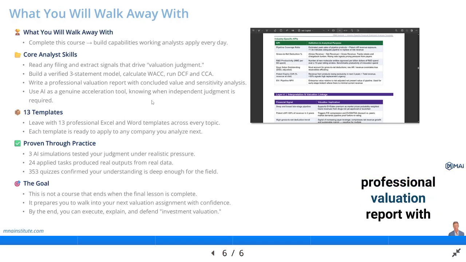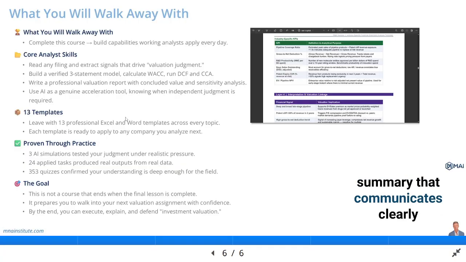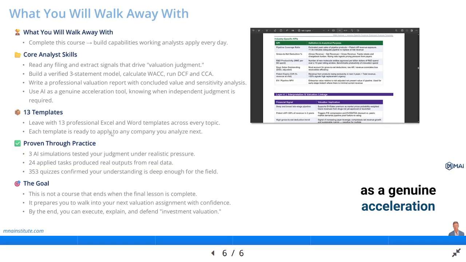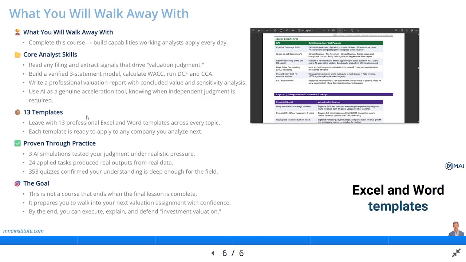You will write a professional valuation report with a concluded value, sensitivity analysis, and an executive summary that communicates clearly to decision makers. You will use AI as a genuine acceleration tool, knowing exactly which steps it supports and which steps require independent analyst judgment. You will leave this course with 13 professional Excel and Word templates completed across every course, ready to apply to any company you analyze next.